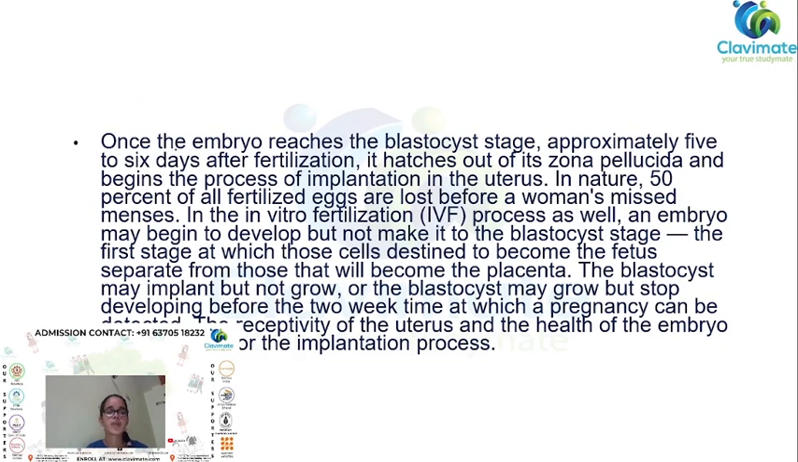Once the embryo reaches the blastocyst stage, approximately 5 to 6 days after fertilization, it hatches out of its zona pellucida layer, which I mentioned earlier, and begins the process of implantation on the uterus.